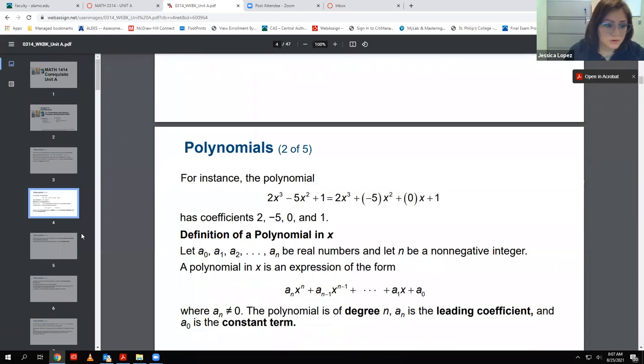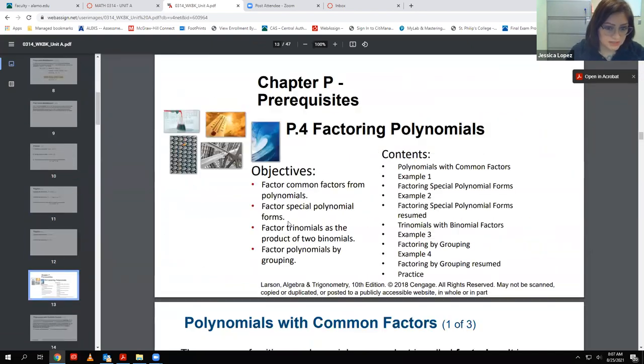Okay, so I think we were on page 13 the last class. So we already covered P.3, and today we're gonna cover P.4. So this is all remedial stuff. Normally the P sections are gonna be the remedial material. And then there's a few chapter one sections that are some of the remedial material.